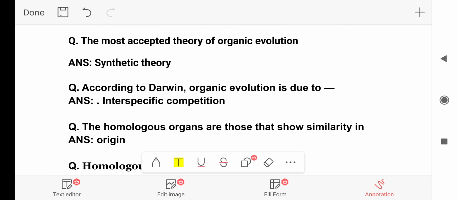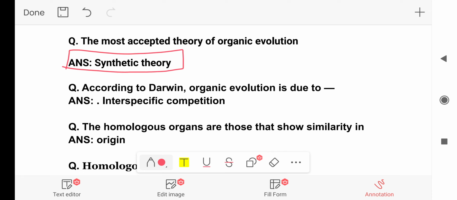Now let's solve the questions based on it. First question: the most accepted theory of organic evolution is? Answer is synthetic theory. And we saw that synthetic theory is the most accepted theory of organic evolution. Next, according to Darwin, organic evolution is due to, and the answer is interspecific competition. We just now read that same species and different species struggle for food, mate, and space.